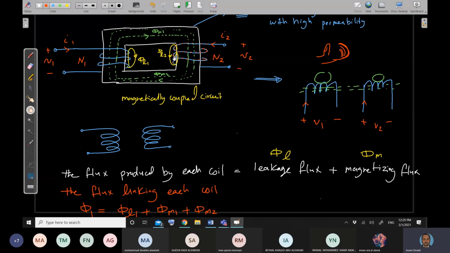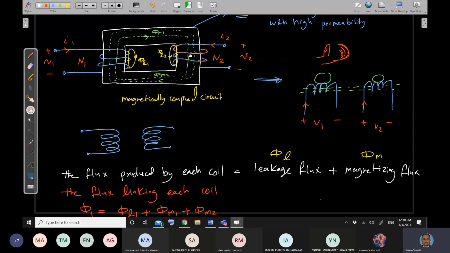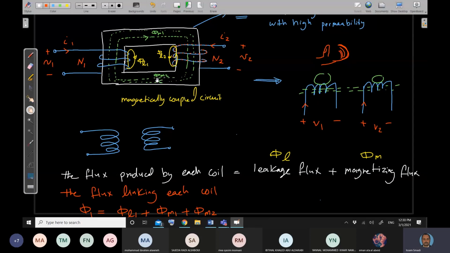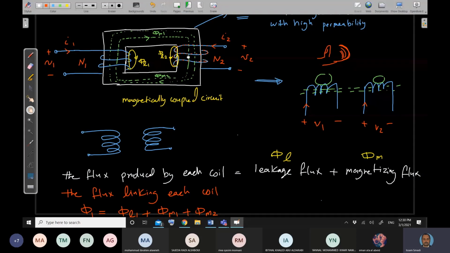So the leakage flux is produced by a current flowing in a coil and links only the coil itself. But the magnetizing flux is produced by a current flowing in a coil and links all the turns of the coils. So here, phi M1 is generated by a current flowing in coil number 1, but it also links what? Coil number 1 and coil number 2, correct? The same thing for phi M2. The magnetizing flux is due to the second current flowing in the second coil. The second coil produces phi M2, and phi M2 is linking coil number 1 and coil number 2.